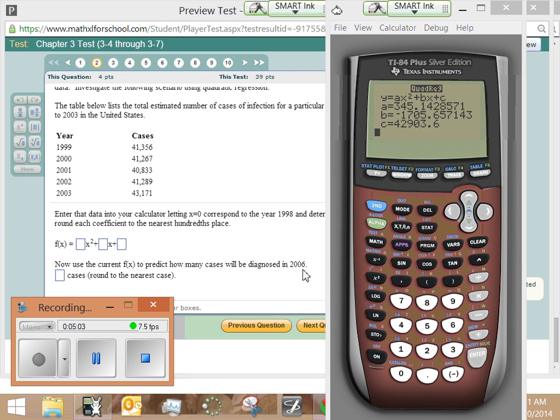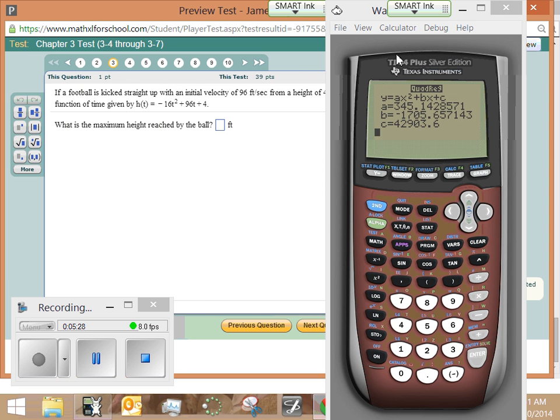Now it wants us to find out how many cases will be diagnosed in 2006? Well, 2006, if we look at our list over here, would correspond to the x value of 8. So I'm going to take this quadratic equation that I just created, this f of x, and plug 8 in for x. And my result should be around 51,000. I'll leave that up to you to go ahead and plug that in. Going to question number 3 then.